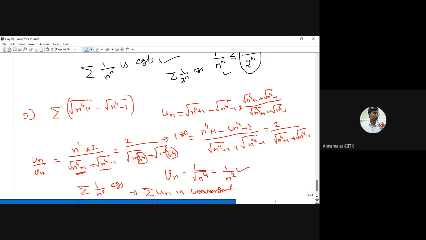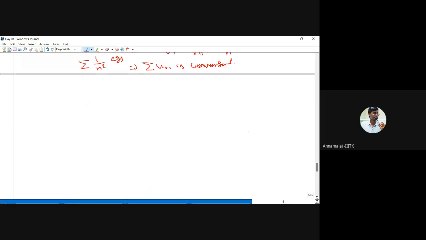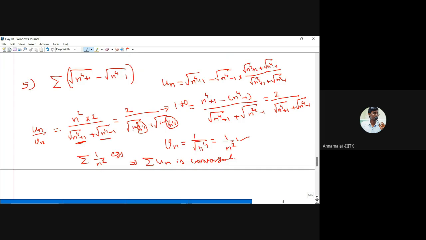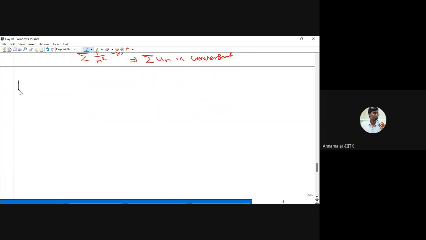Convergent or divergent, you have to guess Vn from un. You just have to omit that constant. You have some number added to the n square or n power 4, anything. Just remove that constant and then guess. Okay, that is the idea. Now some more examples we will discuss. If we discuss some more examples, you can get some ideas how to choose that. So depending upon the problem, we have to choose.